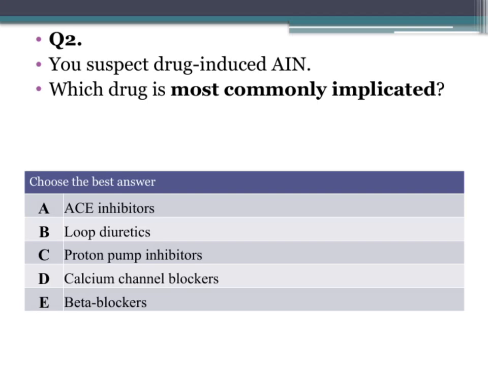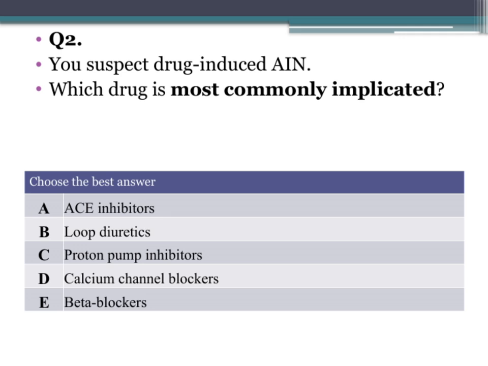All right, let's take a look at this question. We're asked to choose the best answer from these options: ACE inhibitors, loop diuretics, proton pump inhibitors, calcium channel blockers, and beta blockers. The scenario here is that we suspect drug-induced acute interstitial nephritis, or AIN. Now, the key point is identifying which of these drugs is most commonly implicated in causing AIN. From what we know, certain medications are more notorious for triggering this kind of kidney reaction.